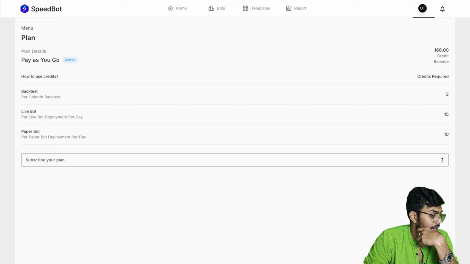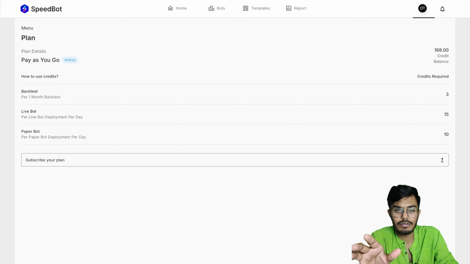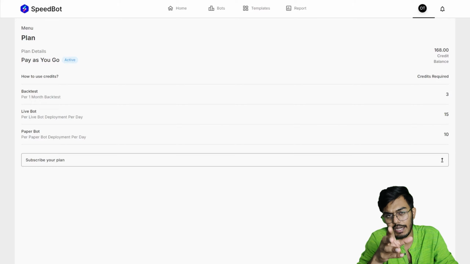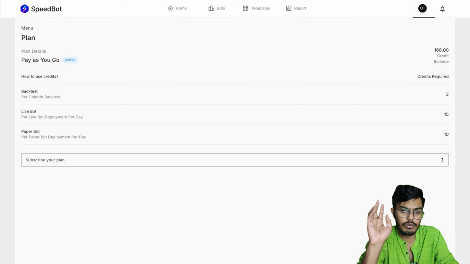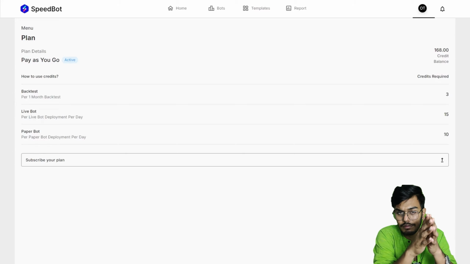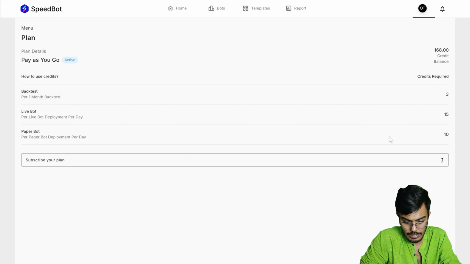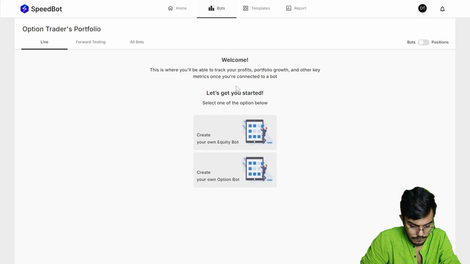How to configure TradingView signals on SpeedBot. This question is asked by Krishna. Krishna has a strategy in TradingView and he would like to automate that. So what kind of automation does SpeedBot have? Does SpeedBot support it? Let me just show it to you.